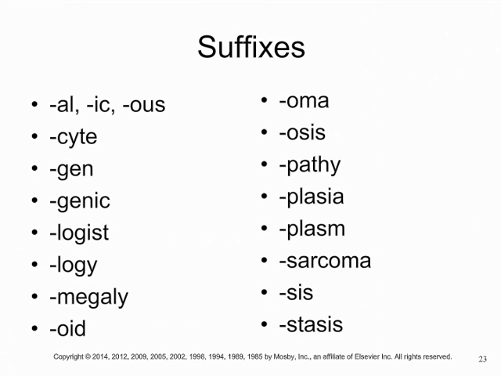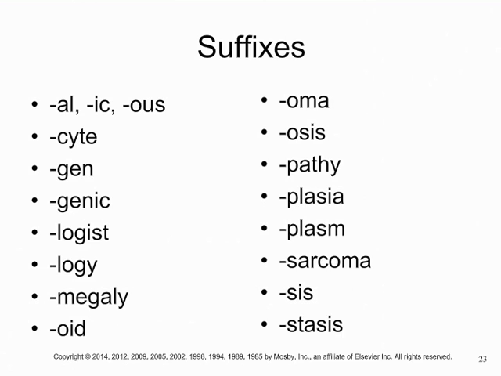The first ones are -al, -ic, and -ous. All three of these mean pertaining to. When in doubt, usually the suffix means pertaining to. We're going to find that there's probably 5 other suffixes throughout the textbook that also mean this.